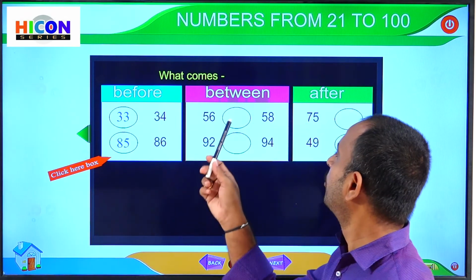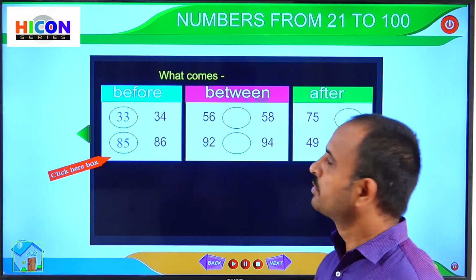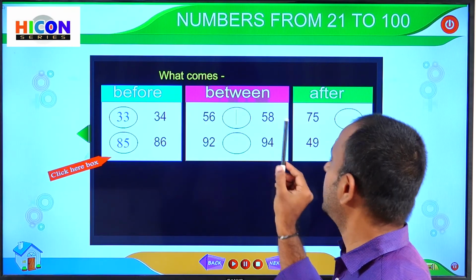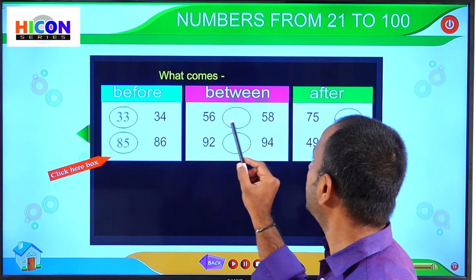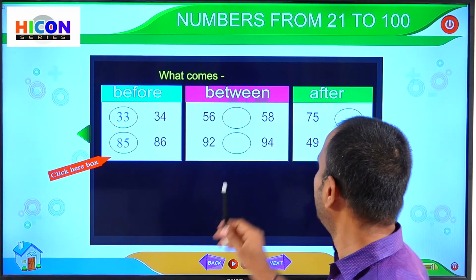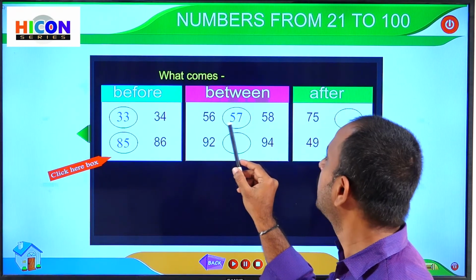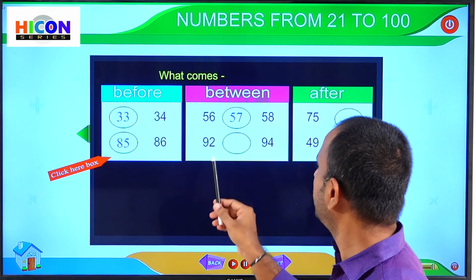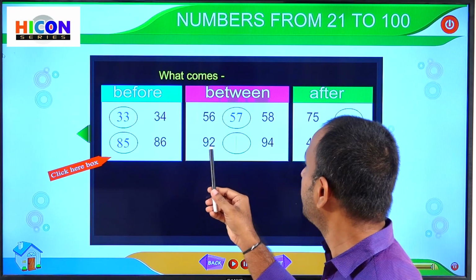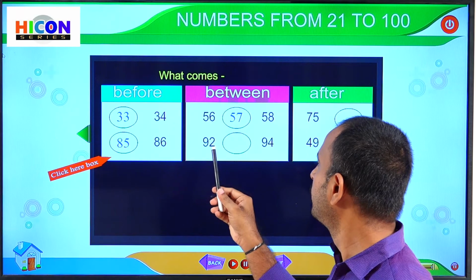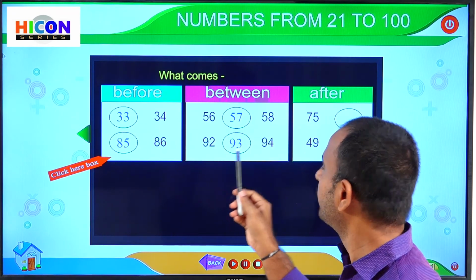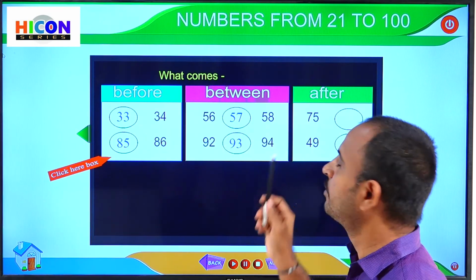Next, we have to write between numbers in these circles. See the first one, 56 and 58. What is the between number of 56 and 58? After 56, we will get 57. So write 57. Then 57 will be the between number. And see the next one, 92 and 94. We have to write the between number. What number will we get after 92? After 92, we will get 93. So write 93 here. This number will be the between number between 92 and 94.